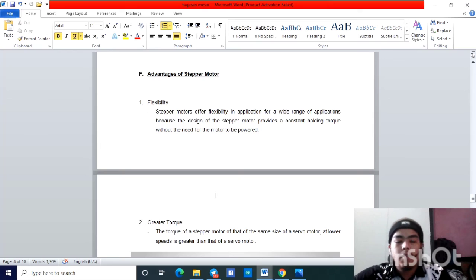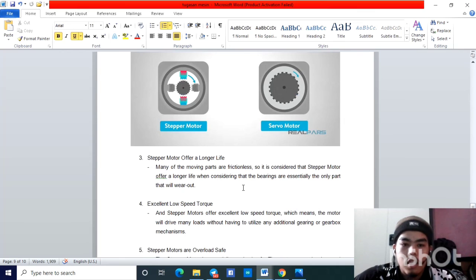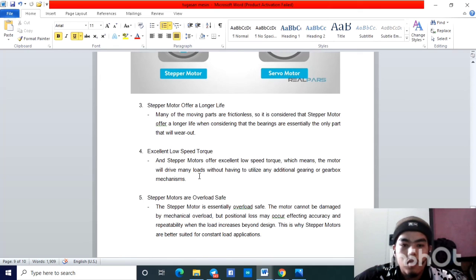Okay, next, advantages of stepper motor. It is flexible and has greater torque compared to other motors. Stepper motors offer a long life, excellent low speed torque, and stepper motors are overload safe.